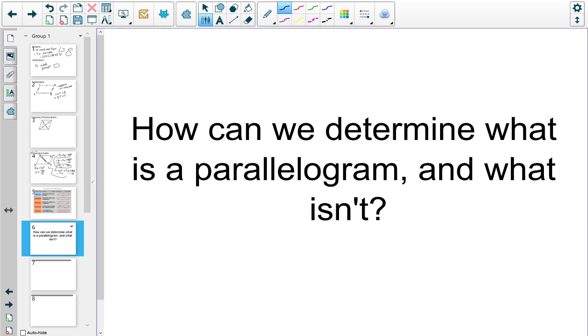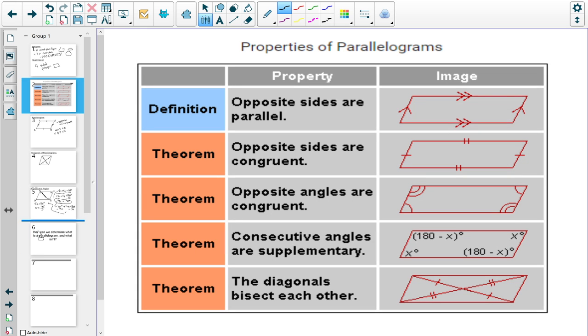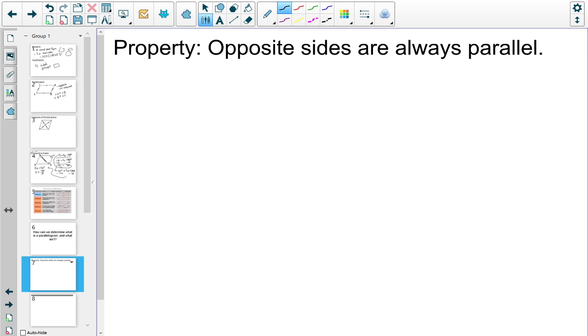So what can we do? How can we determine what is a parallelogram and what isn't a parallelogram? Let's say your friend sloppily draws something down and gives you some information about what it is. You need to determine whether it's a parallelogram or not. So let's review these properties one by one and see how you test those properties.